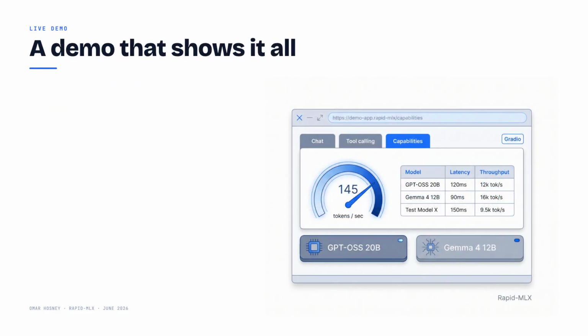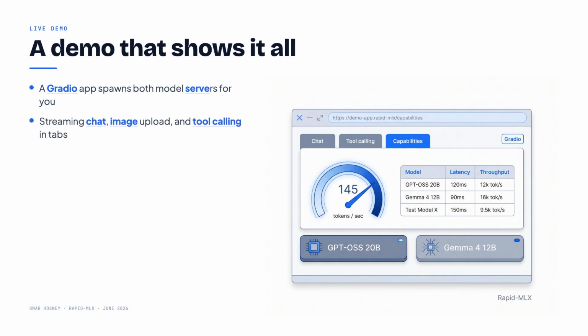To tie it together, there is a live demo. A Gradio app spawns both model servers for you automatically. It has streaming chat, image upload, and tool calling, all in tabs. And a capabilities tab benchmarks tokens per second live, right in the browser.